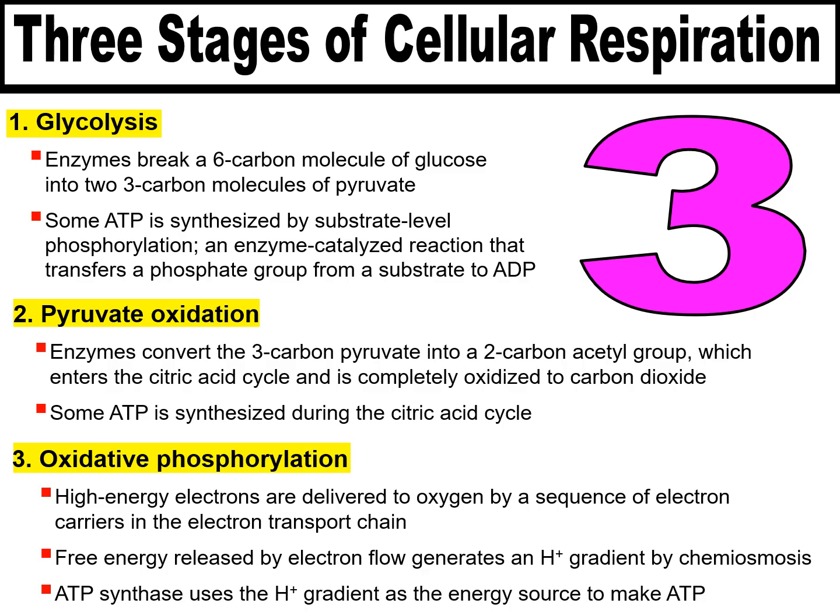The third stage of cellular respiration is oxidative phosphorylation. The term oxidative phosphorylation refers to the synthesis of ATP coupled to electron transport. The third phase involves both the electron transport chain and chemiosmosis. The third phase produces over 30 ATP molecules in human cells.